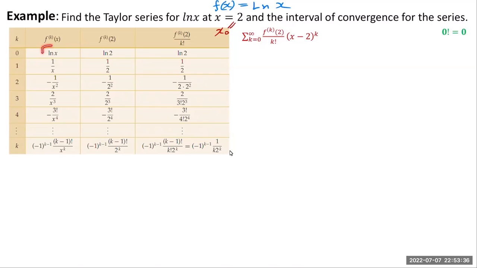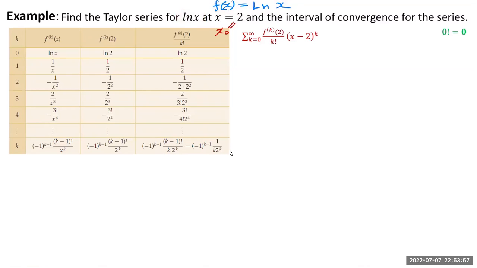So now you need to find what you are going to put here. This is when k is equal to 0. If you put k equal to 0 here, that is just f of x. Remember, in the notation that I introduced, f^(0)(x) means just f of x. I take my f of x to be ln x. That's the function that we are dealing with.